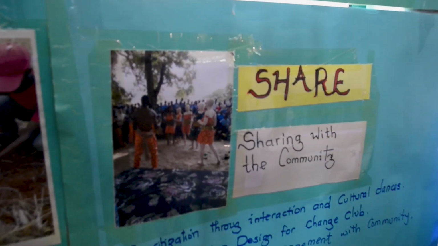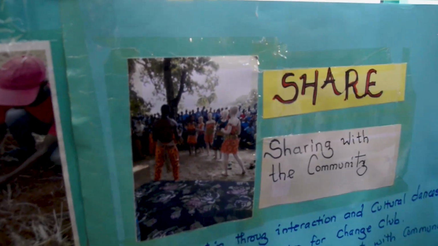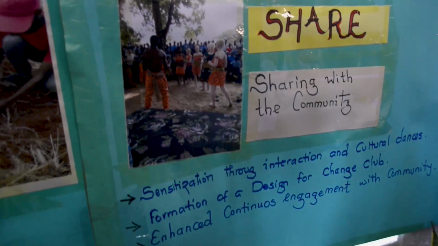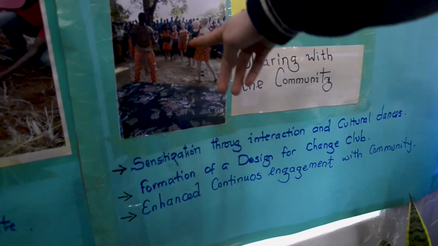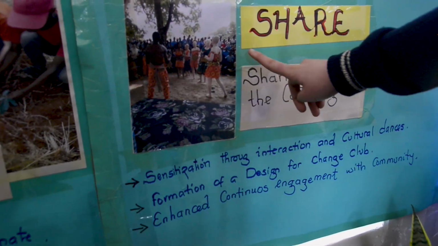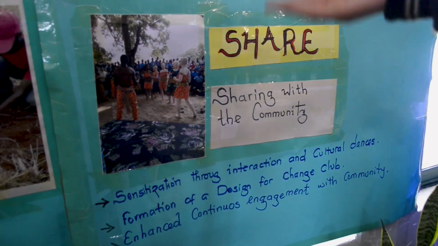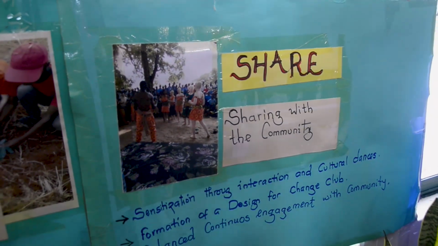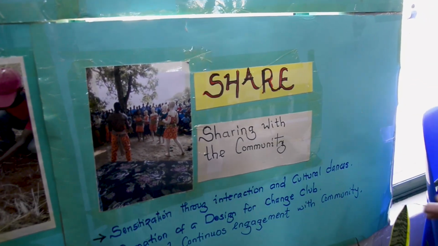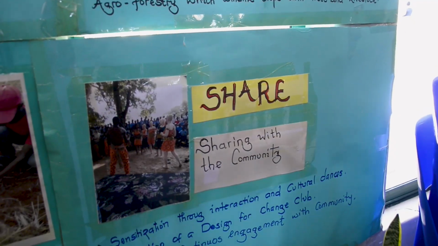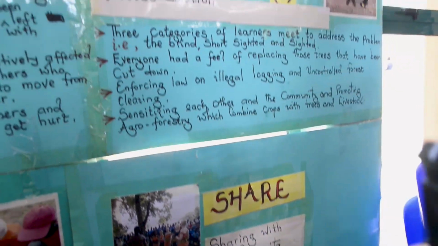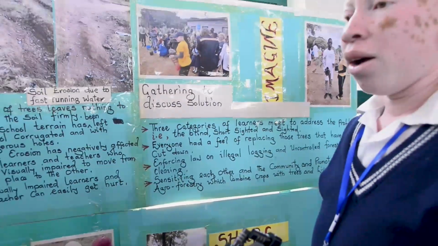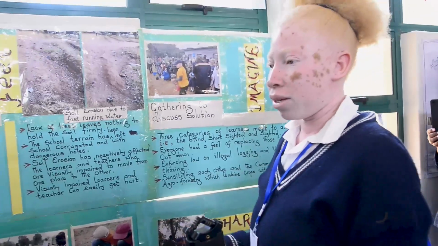Then we interacted through cultural dances. Here is where we were dancing to share this tree planting exercise with the community as well as the school. Then we also sensitize each other within the school during the school assemblies.